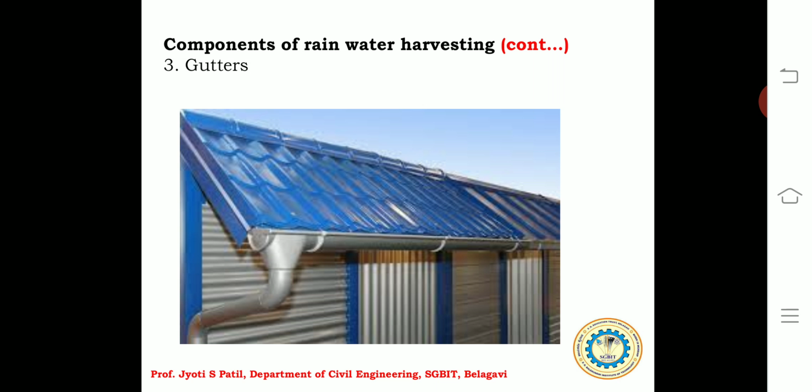Gutters need to be supported so they do not sag or fall off when loaded with water. The way in which gutters are fixed depends on the construction of the house. It is possible to fix iron or timber brackets into the walls, but for houses having wider eaves, some method of attachment to the rafters is necessary. This is a picture of gutters.